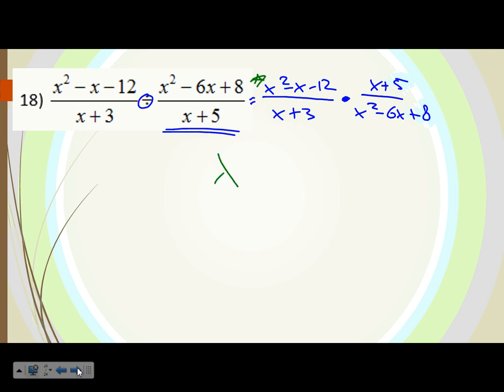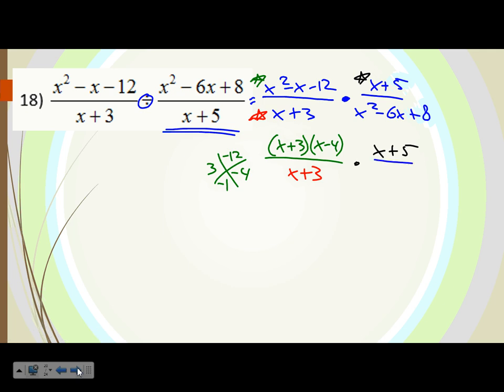We need to factor this first one, so negative 12 that adds up to be negative 1 is 3 and negative 4. I know I'm going a little bit quickly through this, but it's because we just did this a bunch of times. If I'm going too fast, pause it, rewind it, watch it again. The other part, this one doesn't change. We can't factor anything out of that one. This one, nothing changes. Can't factor anything out of that one.